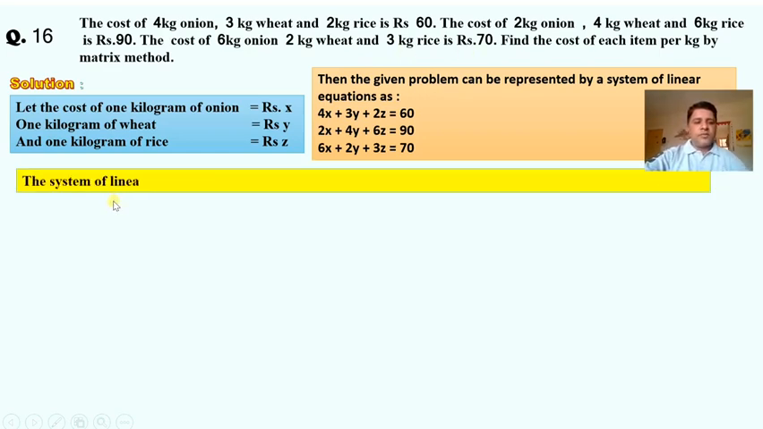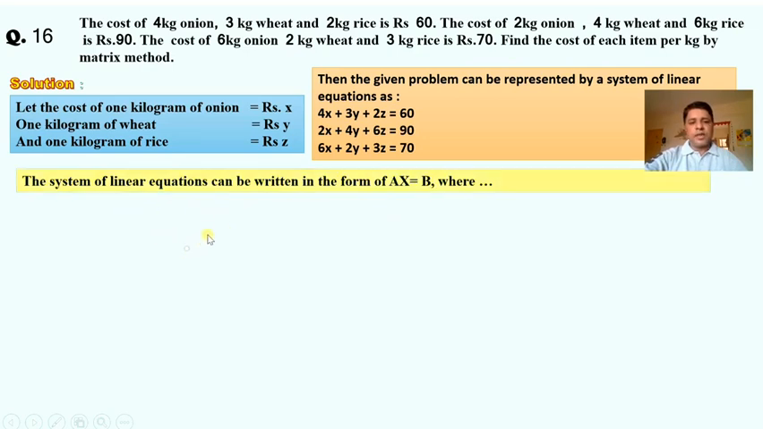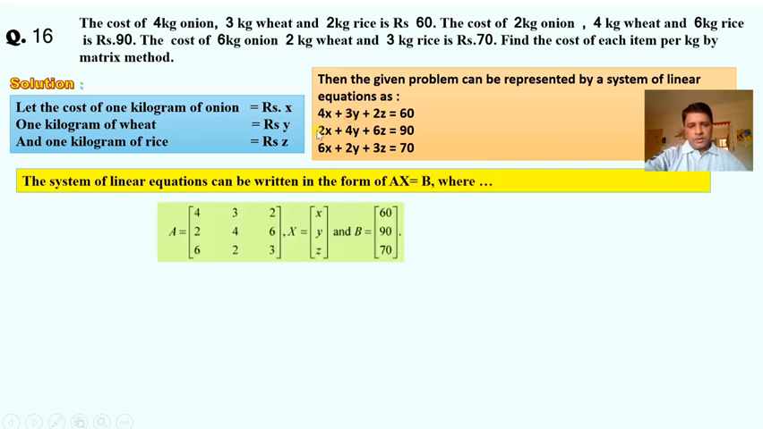Then the system of linear equations can be written in the form AX is equal to B, where matrix A is equal to 4 3 2, 2 4 6, 6 2 3. Matrix X is equal to all the variables involved, x y z, and the matrix B is equal to the right hand side, that is 60, 90 and 70.